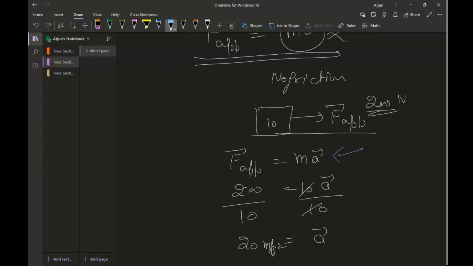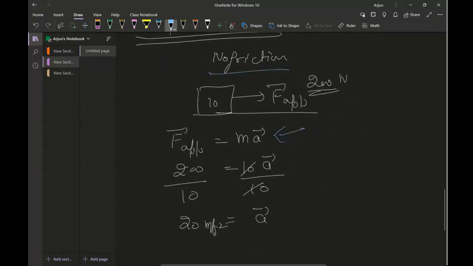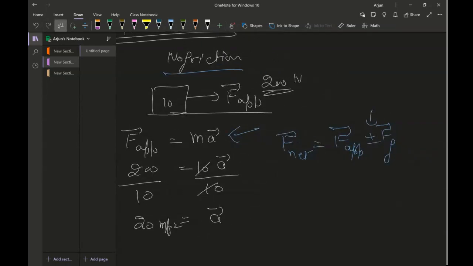This is where the confusion starts. What's happening is, because there is no friction, the actual equation was not force applied, force net is equal to force applied plus minus force of friction. Why do I use the plus minus? Because the frictional force can be in any direction depending upon where the force applied is. If the force applied is towards the right, then the frictional force will always be opposite to that. If the frictional force is in the right direction, then the applied force will be in the left direction.